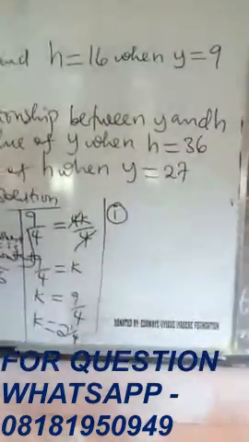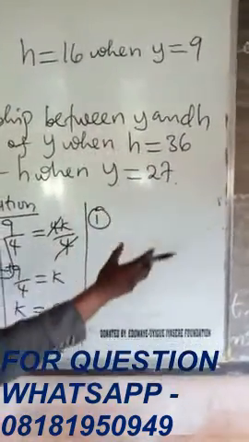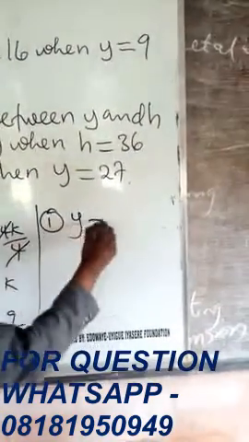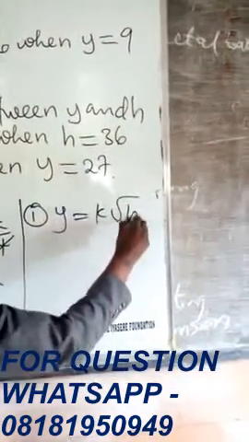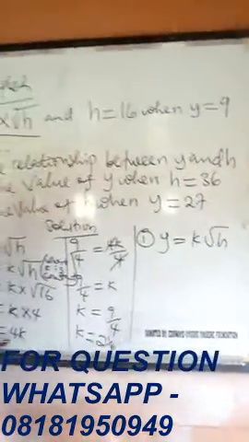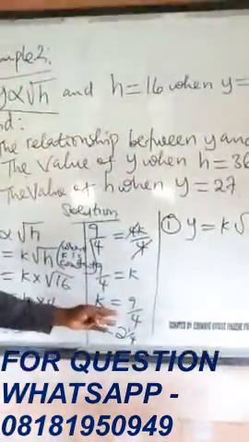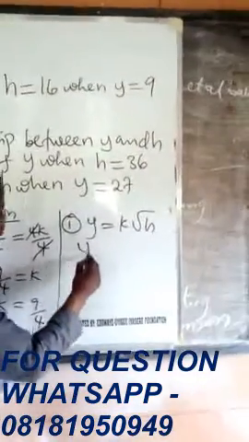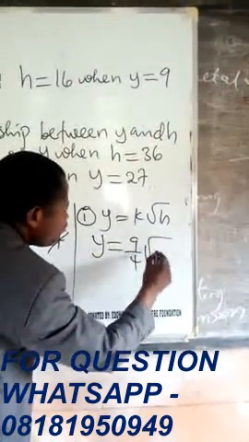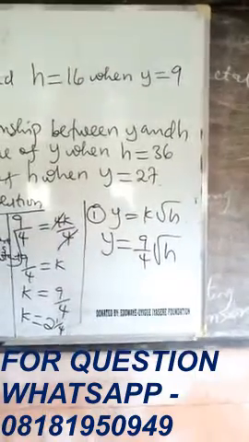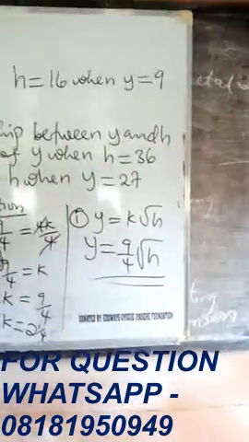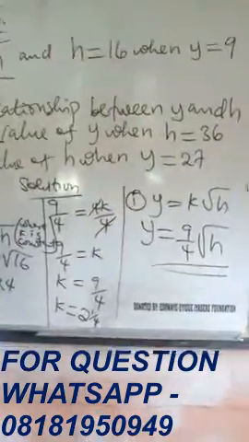Now, Roman figure 1, the relationship that exists between the two variables: you pick your normal equation, y equals k square root of h. So the relationship between them is to substitute for your constant, which is 9 over 4. It will now be y equals 9 over 4 square root h, or root h. So that is the answer for Roman figure 1. Let's go to Roman figure 2 now.